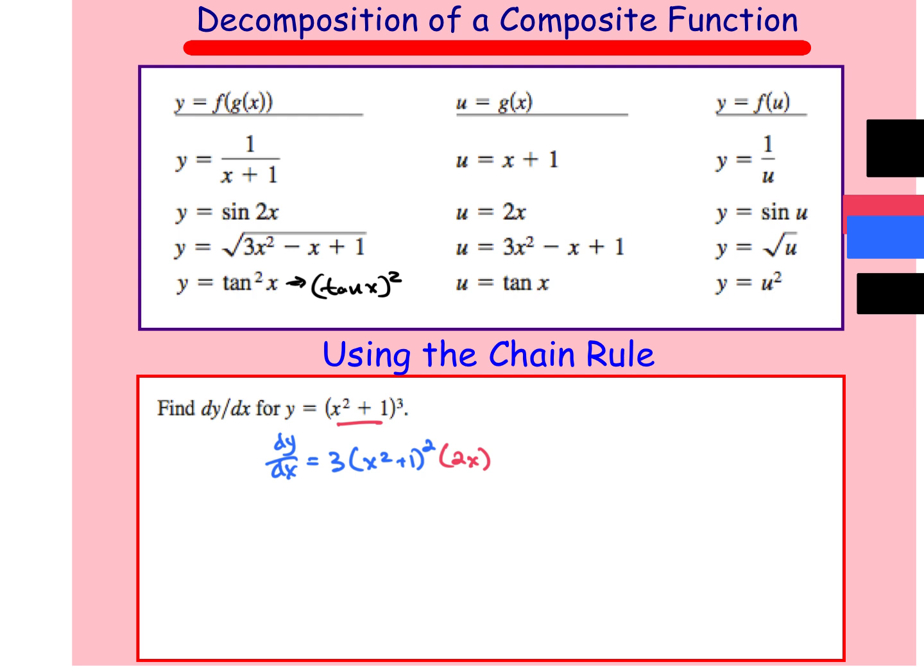I'm just going to simplify it up a little bit. So now you have 3 and 2x, and so what does that combine to? 6x times x squared plus 1 squared. And so there is our derivative.